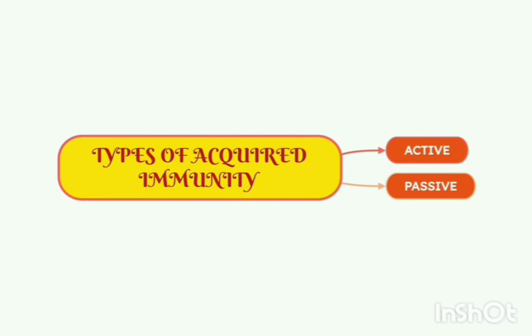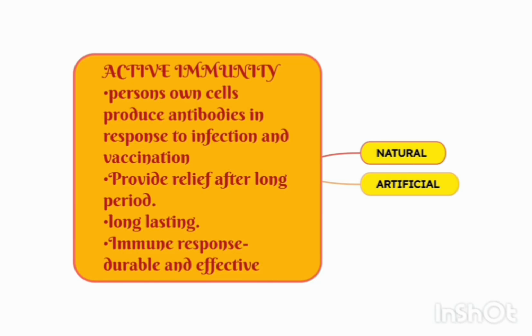Now students, let us discuss types of acquired immunity. So acquired immunity may be active and passive. If we talk about active immunity, in this immunity, a person's own cells produce antibodies in response to infection or vaccination. It is slow and takes time in the formation of antibodies, but is long-lasting, durable, and effective. Active immunity may be natural or artificial.